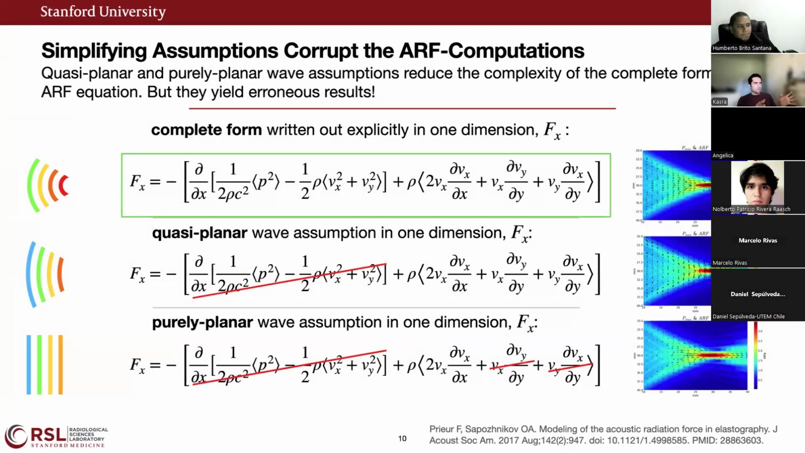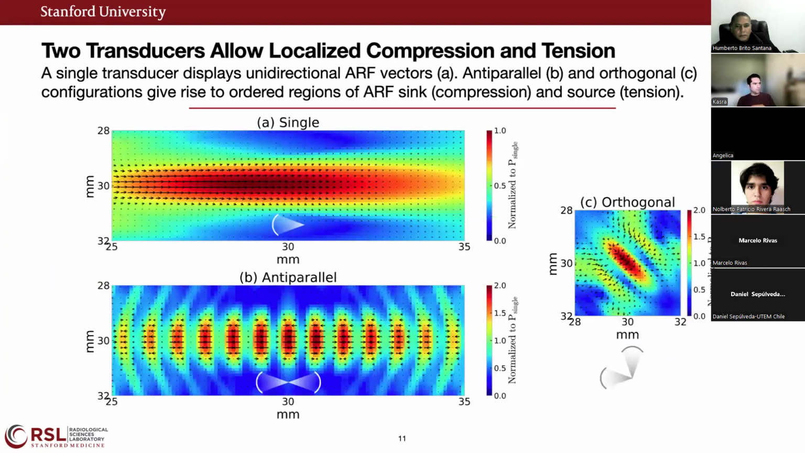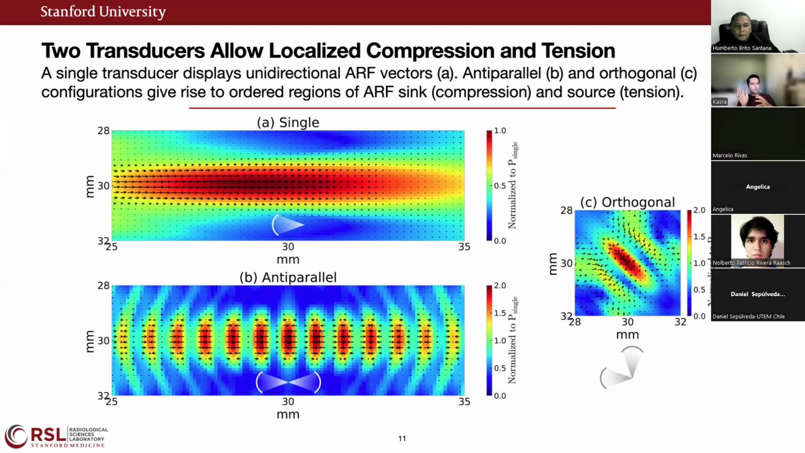So now that we have presented what formula we used for this, let's take a look at what these force fields look like for the case of a single transducer, anti-parallel transducers, and a pair of orthogonal transducers. In panel A, I'm showing the case for a single transducer. The inset shows you the direction of the transducer, so the transducer is pointing from your left to your right. Again, as expected, you have these unidirectional force vectors that are peaking at about the focus, and they taper off as you move away from the focus.